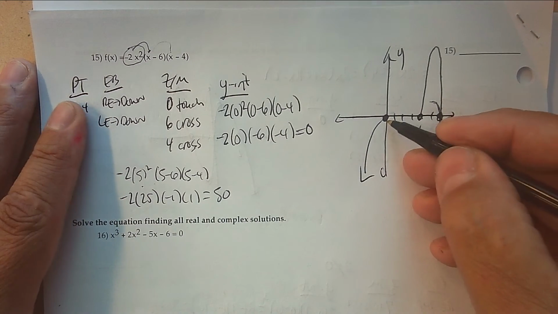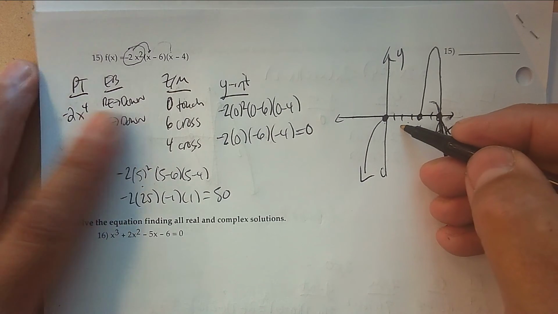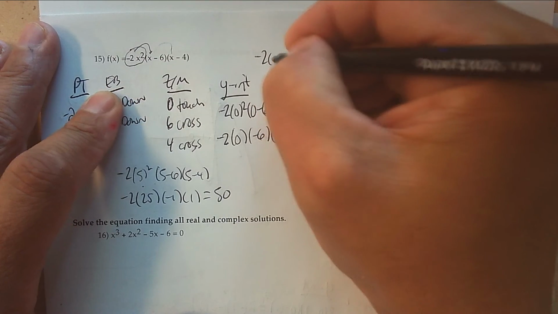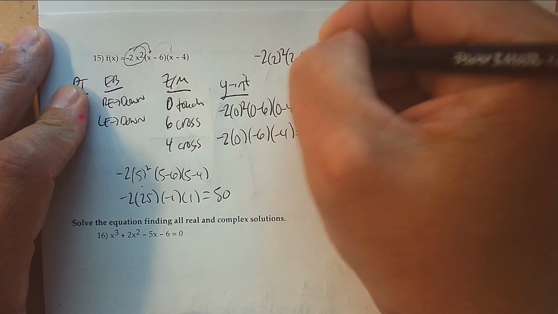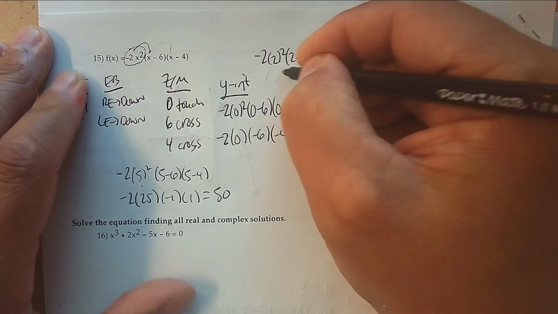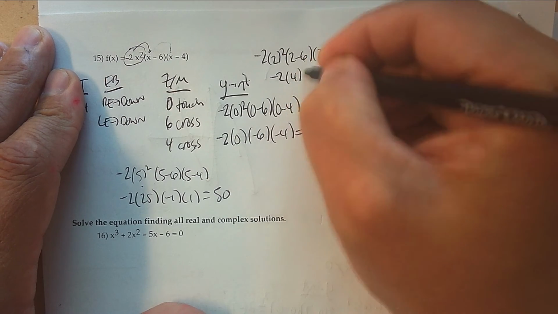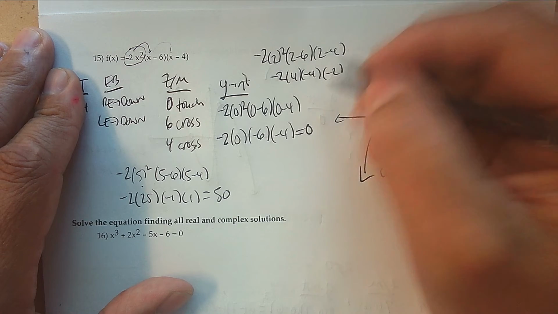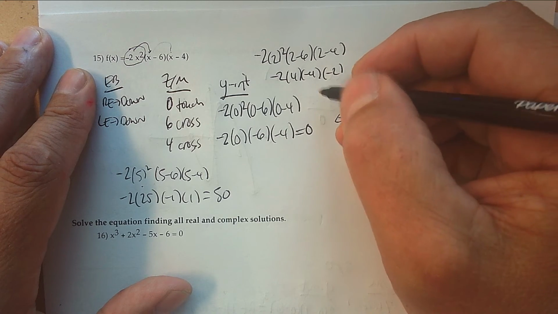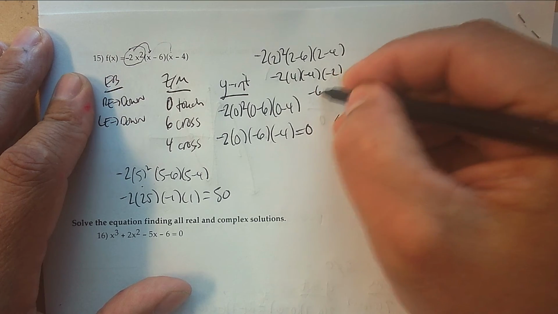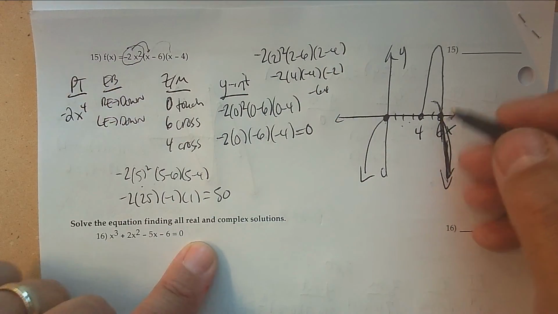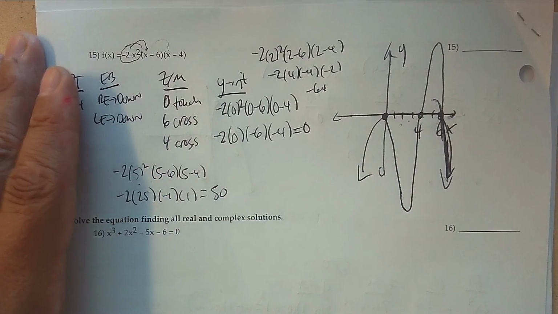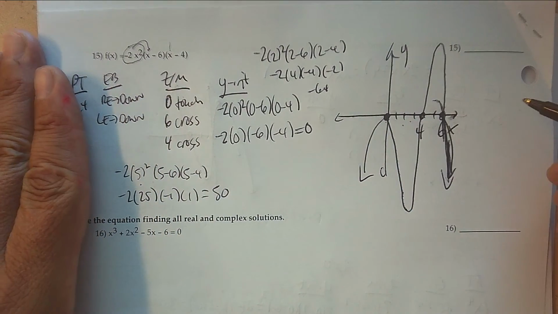And then some number between 0 and 4, like 2. And again, if you plugged in 2, what would happen? -2, 2 squared, 2 take away 6, 2 take away 4. So it's -2 times 4 times -4 times -2. Geez, 4 times 4 times... it's -64. So 50, this one goes all the way down. But then I know it touches at 0 and then goes down.